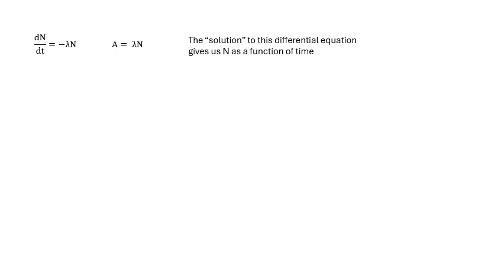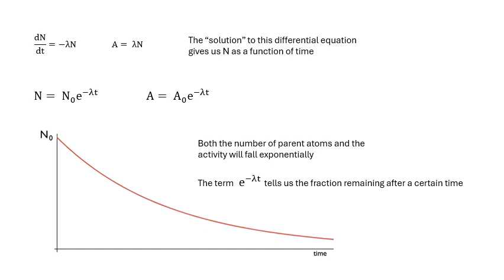Now, the solution to this differential equation gives us n as a function of time, and it is this: n equals n naught e to the minus lambda t. And again, the activity A equals A naught e to the minus lambda t. And both n and the activity fall exponentially, e to the minus lambda t. It's an exponential decay. And if you've revised your capacitors, you know that e to the minus lambda t tells us the fraction remaining after a certain time.